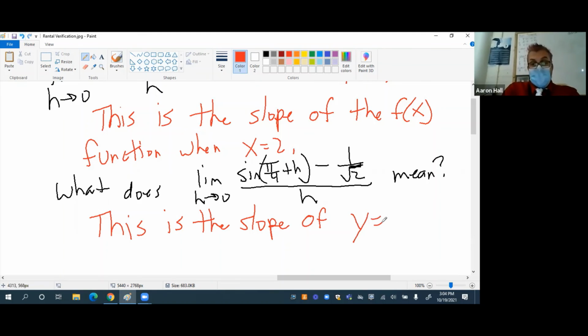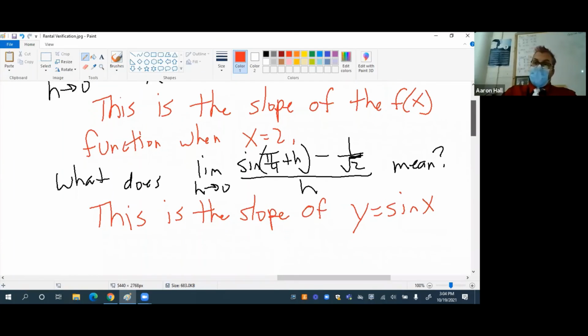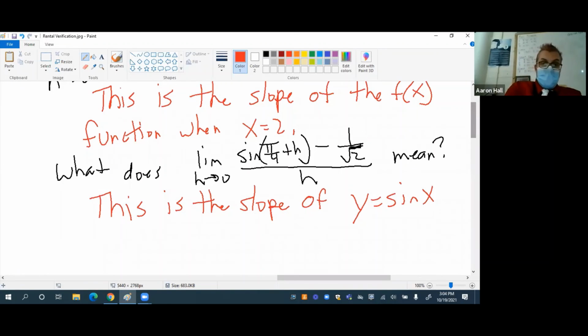It means the same thing as this, but there's some specific stuff in there. It means the same as this, but this time I know what f of x is. So this is the slope of f of x, but what is f of x? Yeah, this is our function sine of x. So this is the slope of our function y equals sine of x at what value for x? Yeah, when x equals pi over 4.